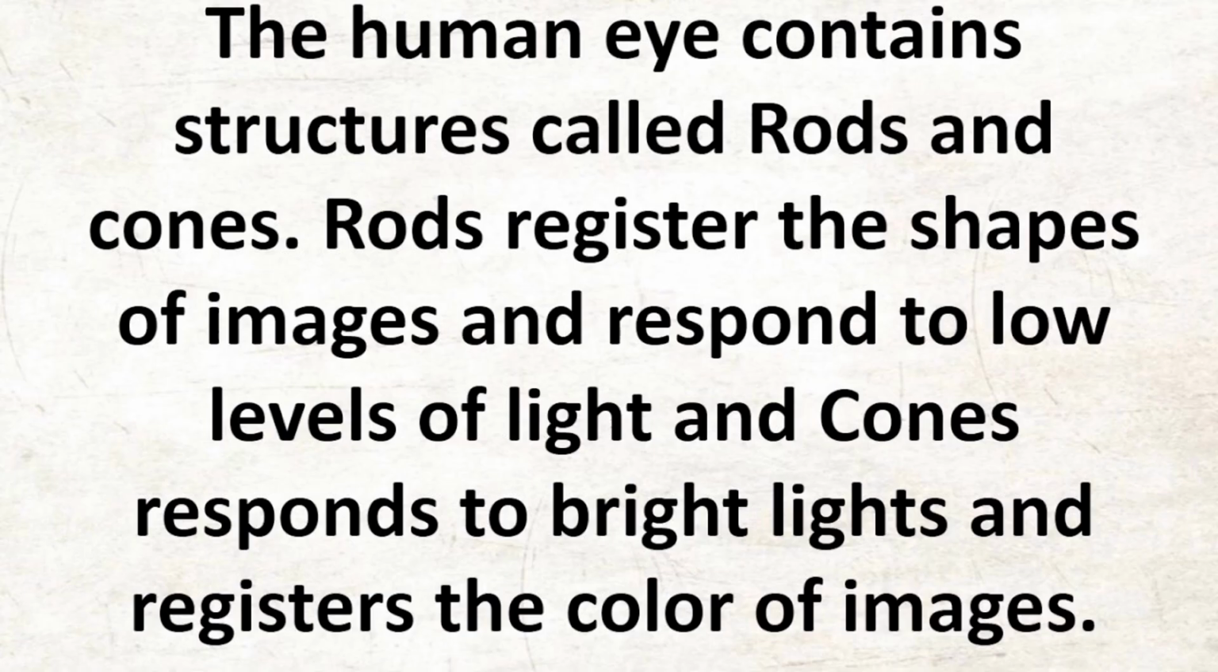So straight into today's lesson, the human eye contains structures called rods and cones. Rods register the shapes of images and respond to low levels of light, and cones respond to bright lights and register the color of images.